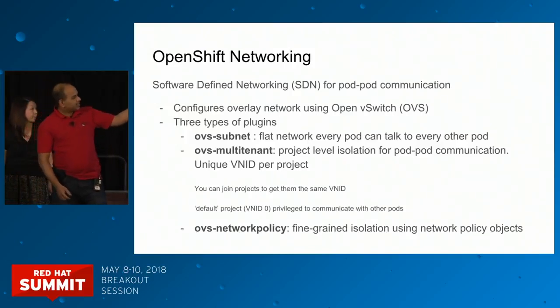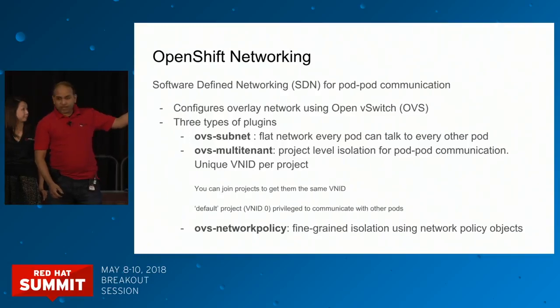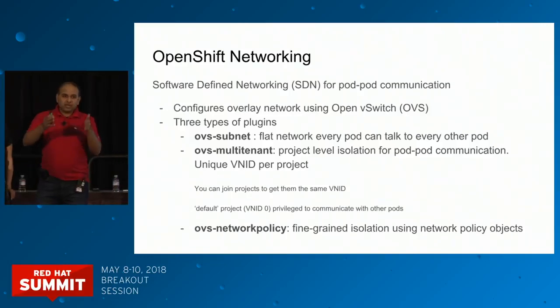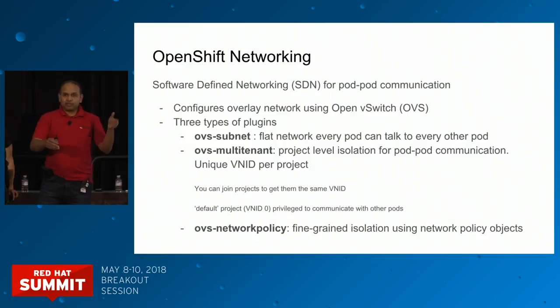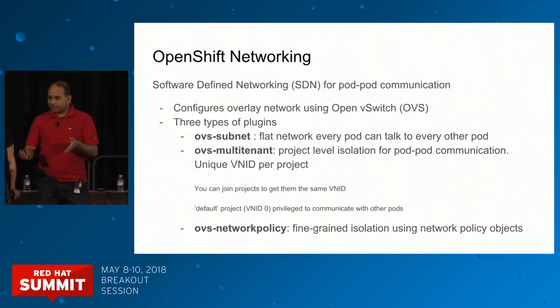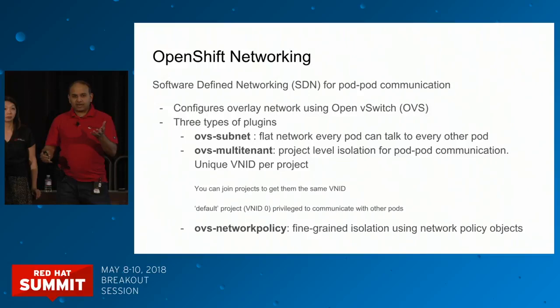Later, we introduced a second type of plugin, which is OVS multi-tenant. What does multi-tenant allow you to do? It allows you to create one network per project. You know, OpenShift project and Kubernetes namespace are the same, right? So it allows you to create one network per namespace. The way in which it does that is every namespace gets a virtual network ID, and all the pods that are within that project get the same VNID. So pods with the same VNID can talk to each other. Pods with different VNIDs cannot talk to each other. That's how multi-tenant will work.